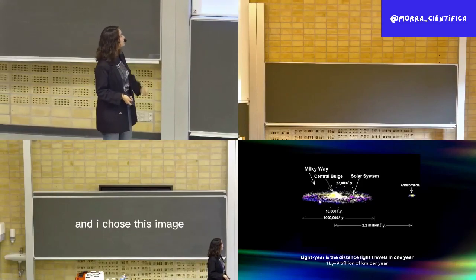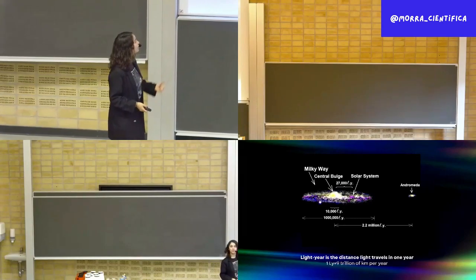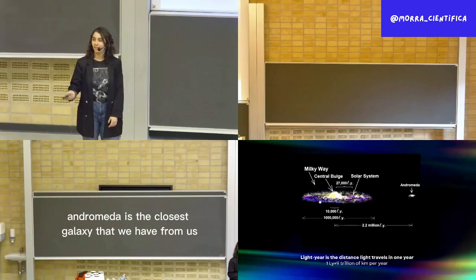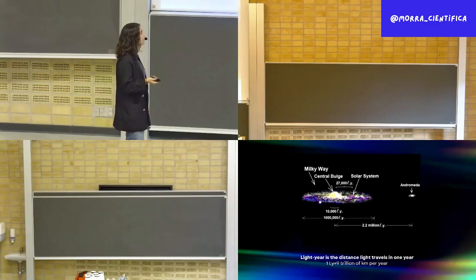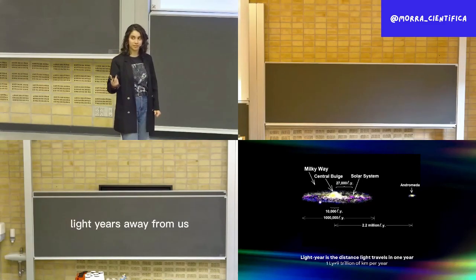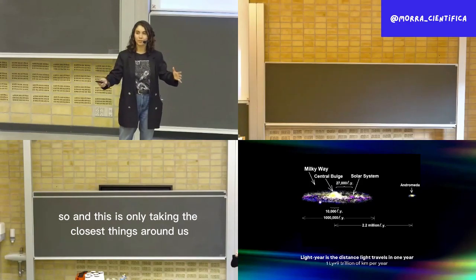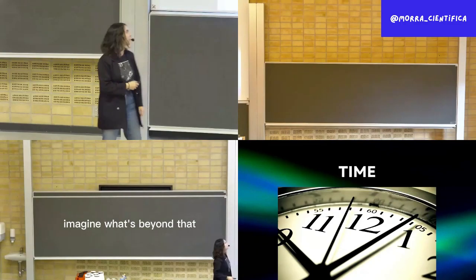I chose this image because I think it exemplifies it very well. Andromeda is the closest galaxy that we have from us, which is around 2.2 million light years away. And this is only taking the closest things around us. Imagine what's beyond that, right?